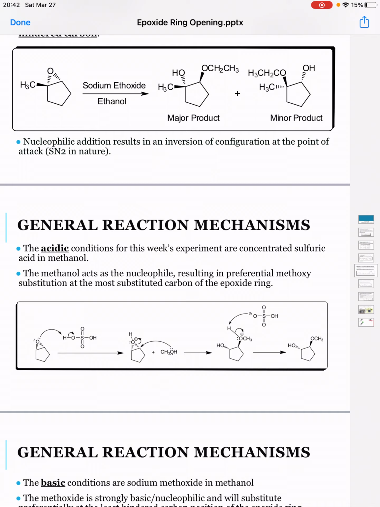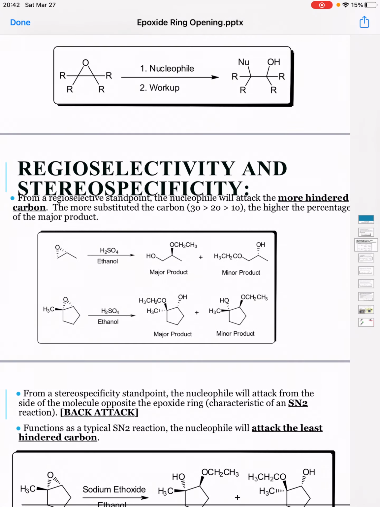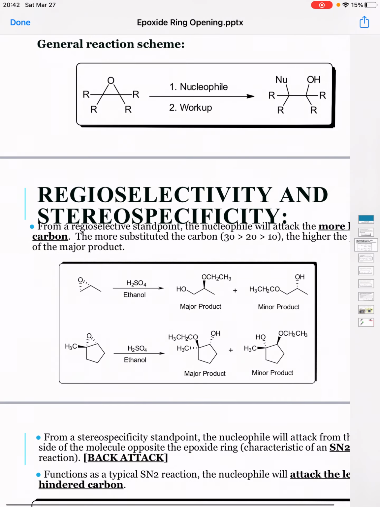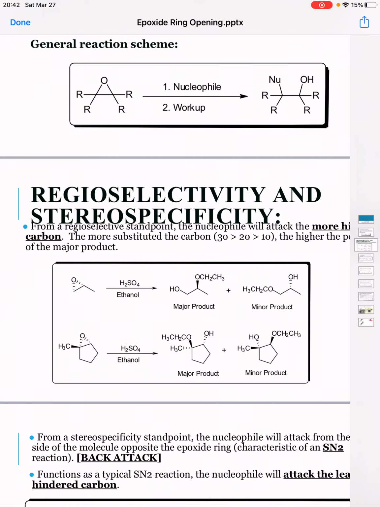And the minor product will be formed when methanol, being the nucleophile, attacks the less substituted site. Although it's not favorable, there's still going to be some of it produced, which is the definition of regioselective.